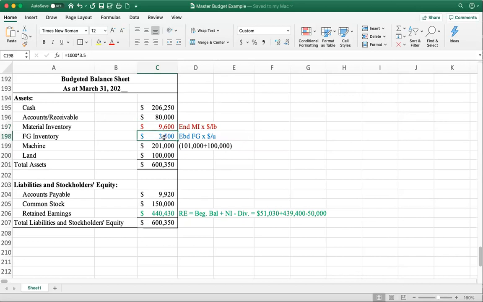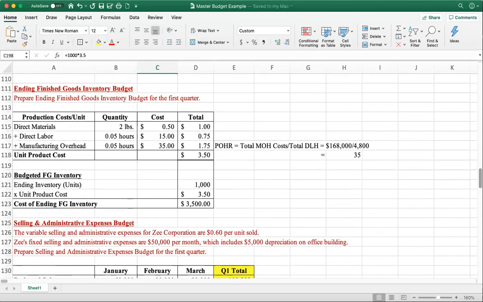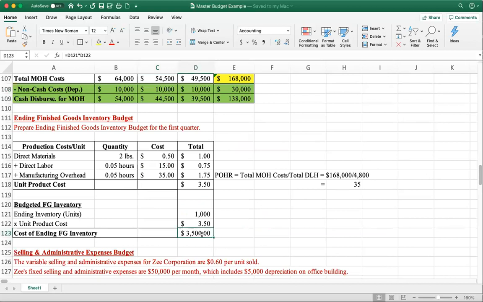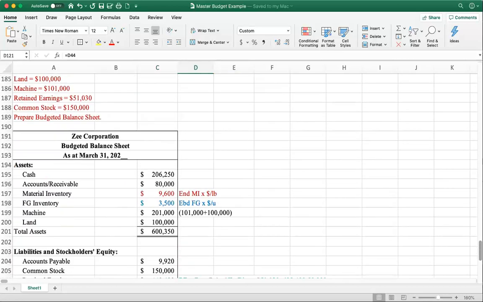Then we have finished goods inventory. Finished goods inventory is 3,500. That's from your ending finished goods inventory budget, which is right there, 3,500, $3.50 your per unit cost times 1,000 ending finished goods inventory. That's coming from your production budget. And the ending inventory in the production budget is 1,000. So the $3,500 amount is reported in the balance sheet as the finished goods inventory.